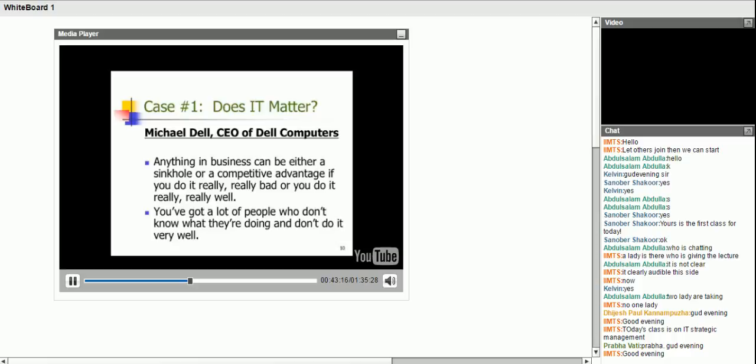Who knows? Another example is Dell Computer. Michael Dell, who used to be, probably still is, CEO of Dell Computers. Anyway, anything in business can be either a sinkhole or a competitive advantage, from his perspective. And these are quotes, things on these slides that, as I go through, I forgot to mention, are things that these people have said that have some significance because whatever they said actually turned out to be true. They may not have said this recently. It may have been mentioned a long time ago. But in terms of a competitive advantage, if you do it really badly, or if you do it really well, it could be a sinkhole or it could be a competitive advantage.